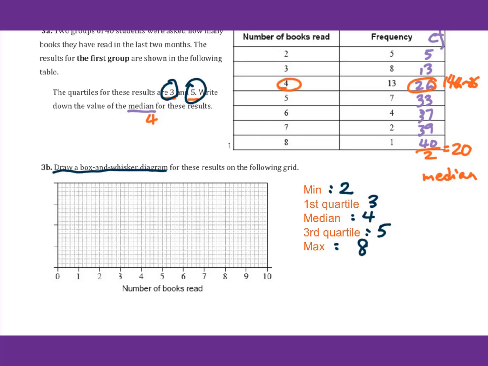We need to plot these points. We need a 2, it's here. And 3, 4, 5, 8.